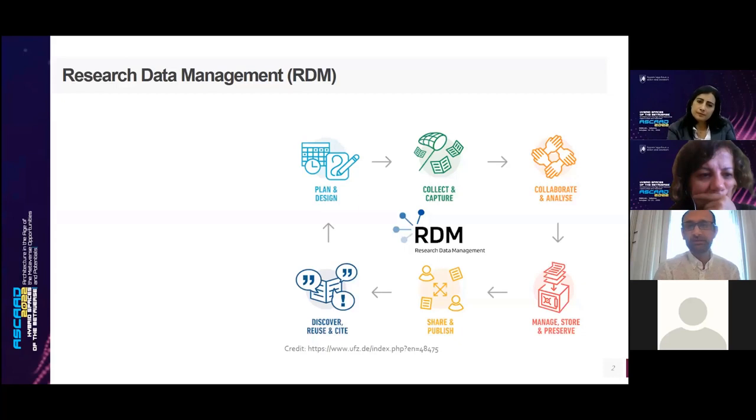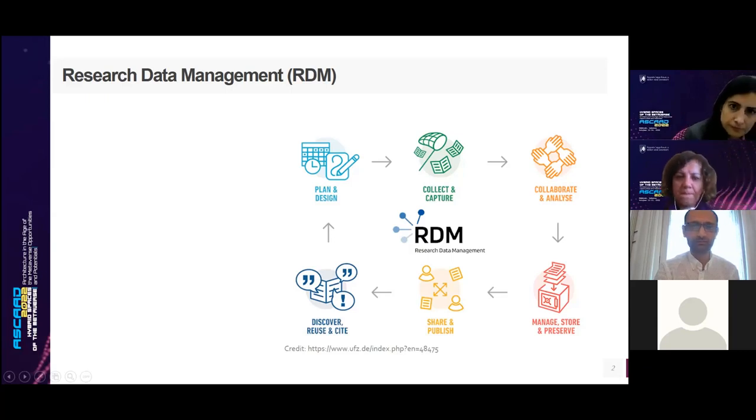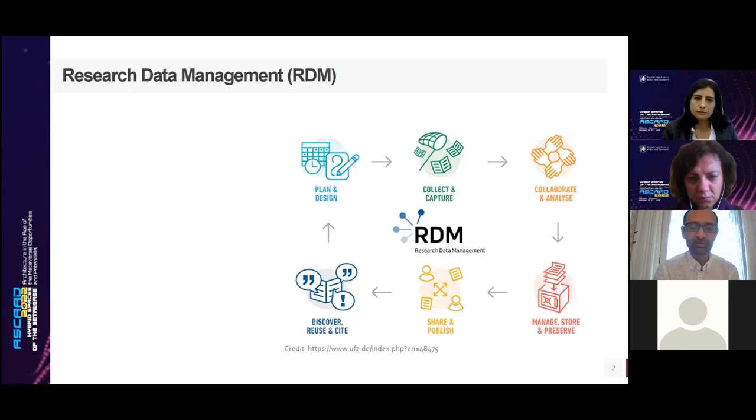A typical research activity starts with planning and design. When the planning and design phase is done, the data collection and creation process starts. During these activities, researchers analyze and collaborate with partners within the group and outside of the group, regardless of boundaries. However, these processes also require properly managing and storing all the related data.